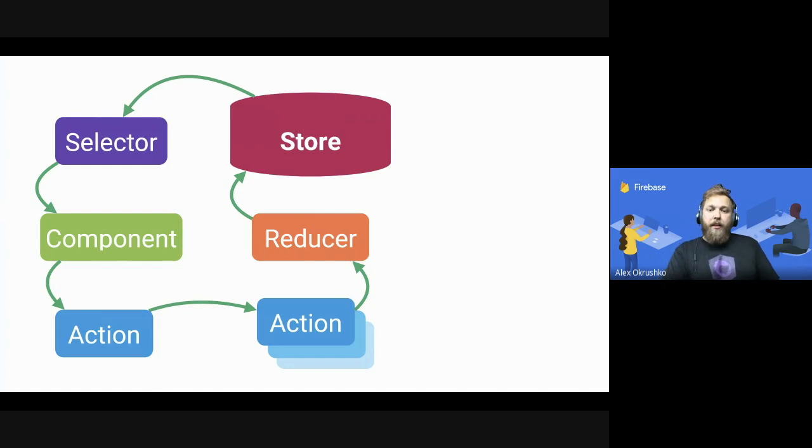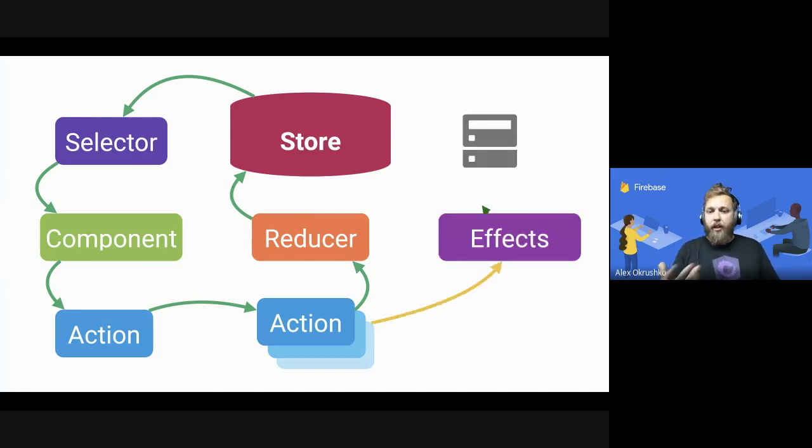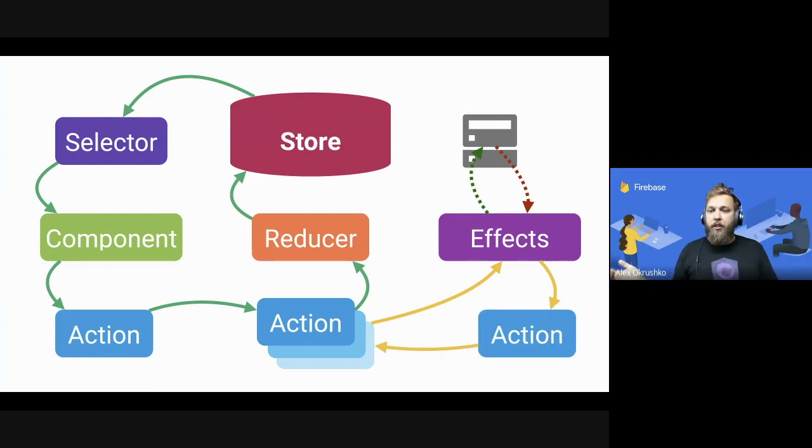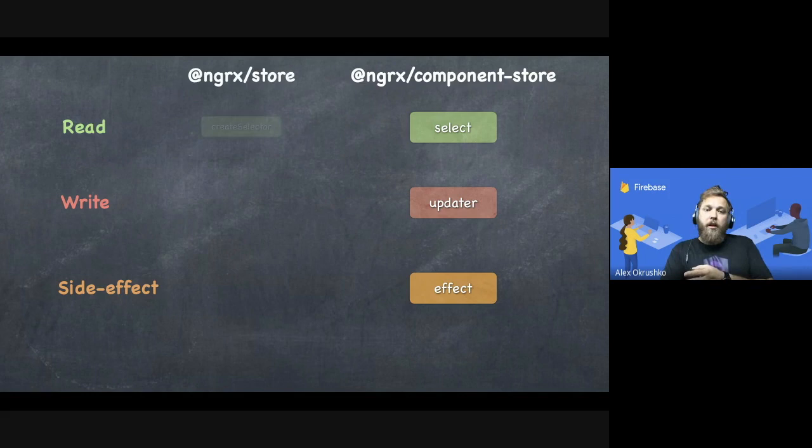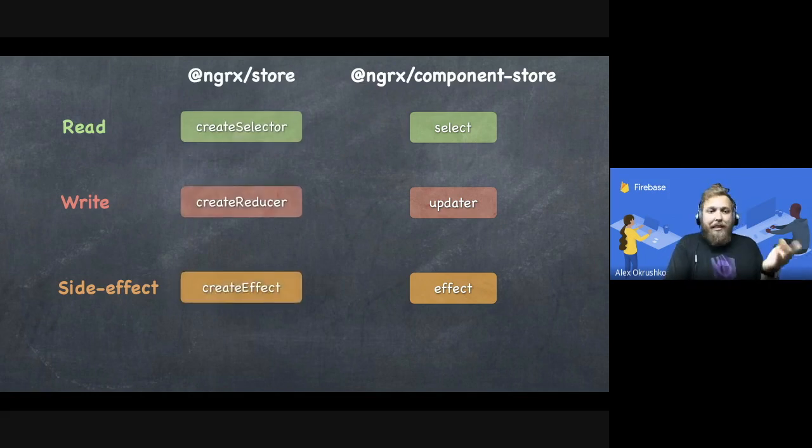So one other thing is not all actions are for a reducer. As I just said, some of them is to trigger effects. They do the network requests. We get the results back, and we trigger another action that could trigger other effects or reducers. And basically, this is the whole structure of the NGXS. And how does it compare to the component store, for example? Well, it also does exactly those three things: read, write, and side effects. We have create selector, create reducer, and create effects for that.